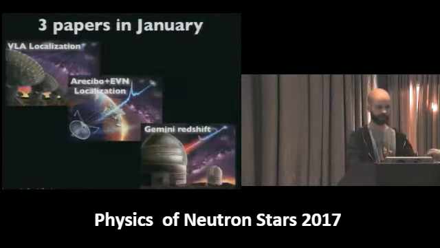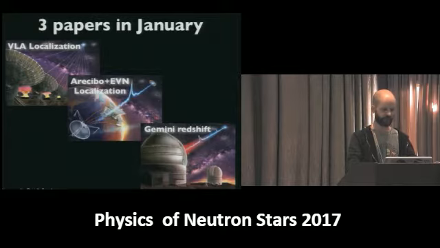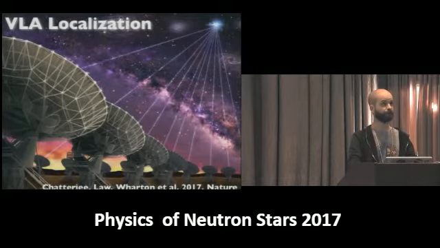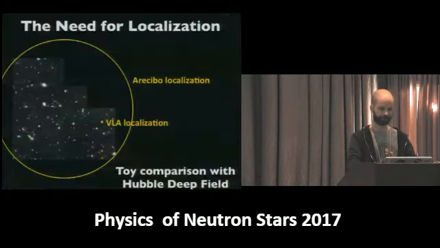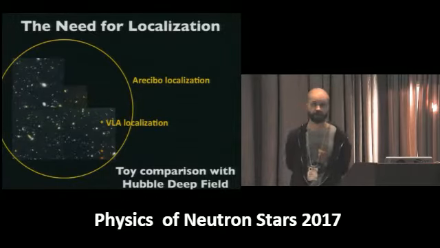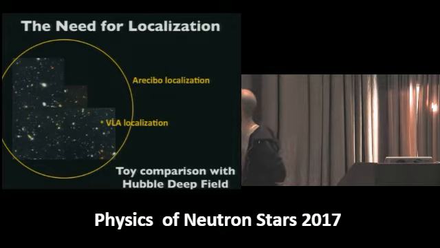So I'm going to tell you about 3 papers in which we've managed to localize the source and establish its extragalactic origin. These papers came out in January, all on the same day. First, I'll tell you a little about how the source was localized. Again, this is critical for assessing its nature. To motivate why: the Arecibo beam is quite small, 3 arc minutes is fairly small for a radio telescope, but it's not an interferometer. If you do a toy comparison of sticking the Hubble Deep Field within that field of view, that's roughly how large it is.